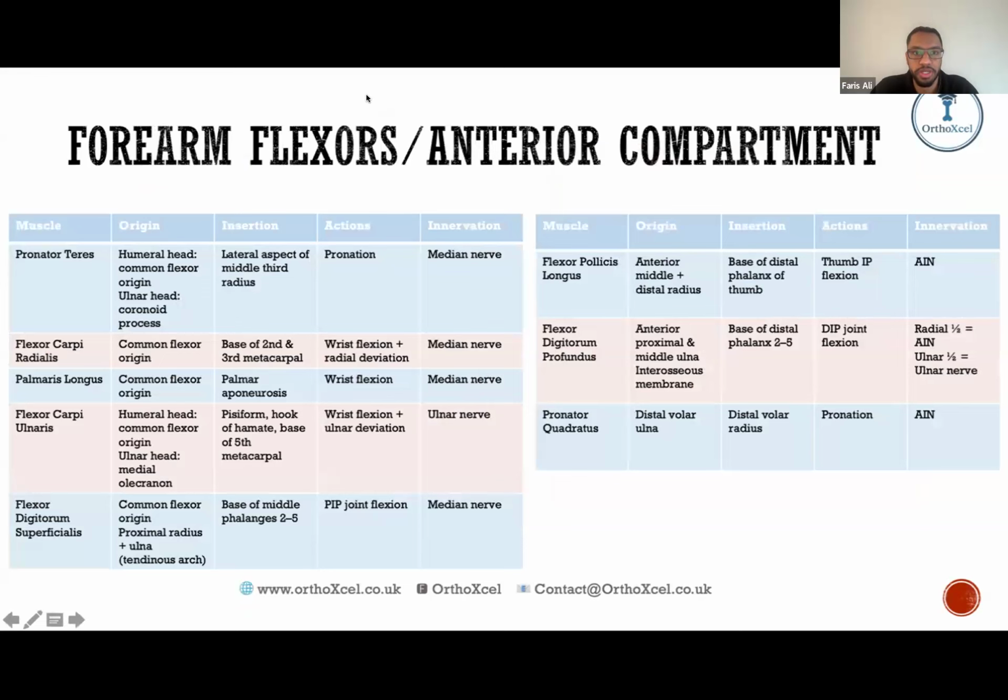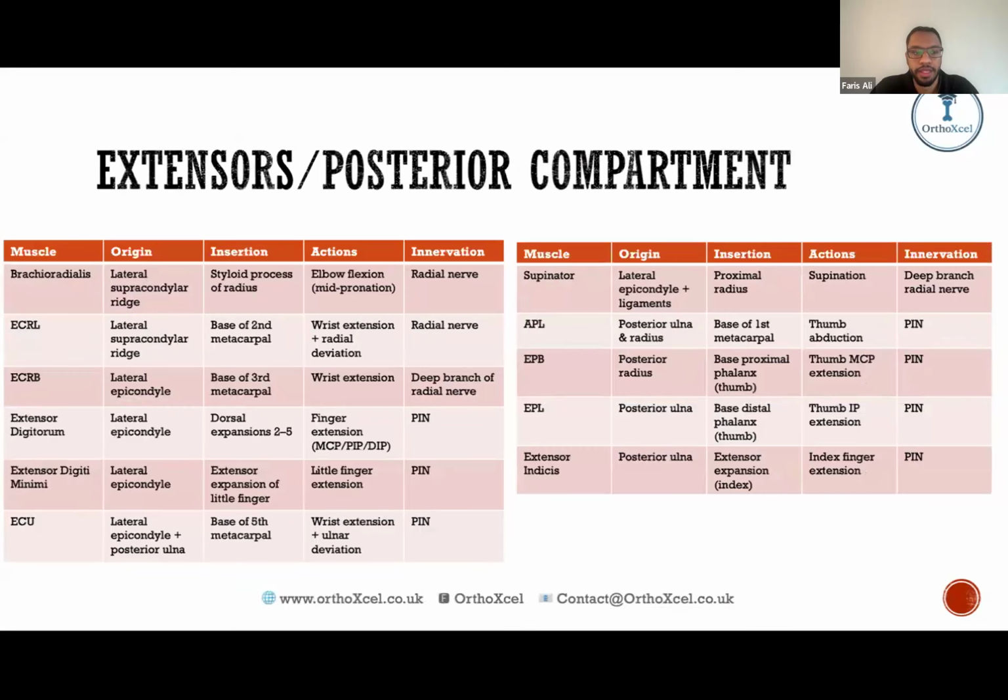Here is a summary, which I had to try to memorize. You have your superficial and deep compartments of the flexor forearm, so have an idea of their actions, where they originate and insert, and the main nerves. Then this is what you have for your extensor compartment, superficial and deep compartments. Always have an idea that the majority of the deep muscles are supplied by the PIN.